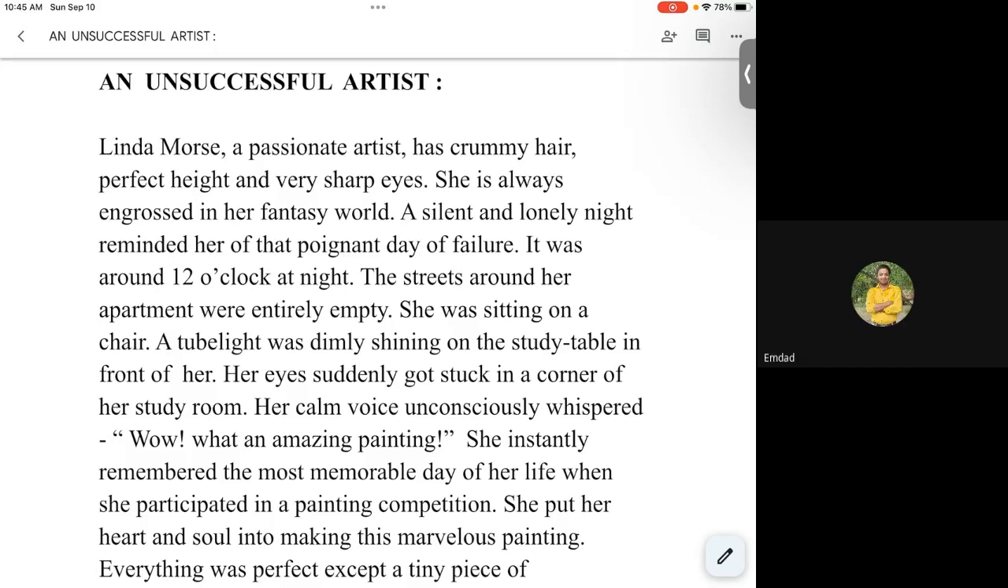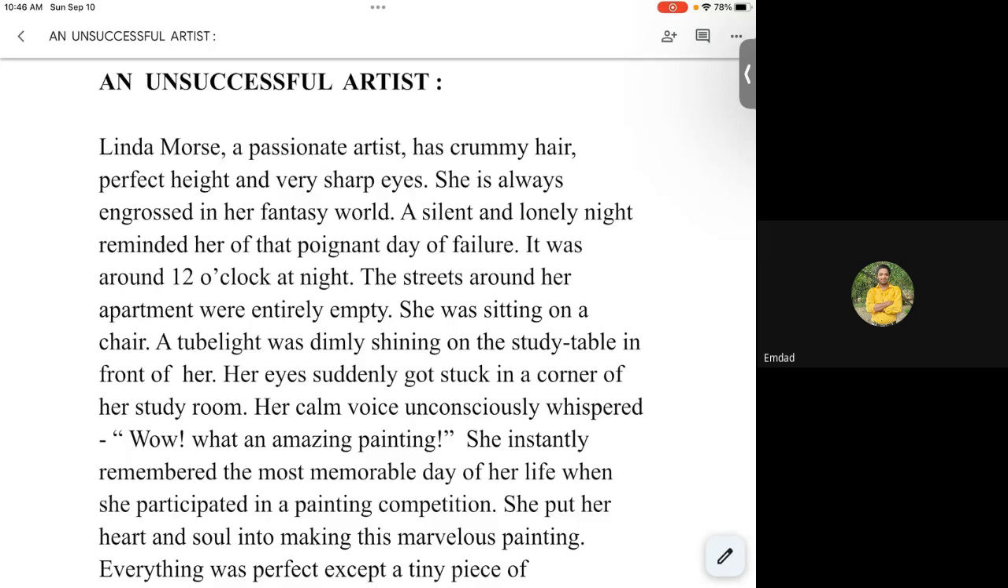Linda Morse, a passionate artist, has creamy hair, perfect height, and very sharp eyes. She is always engrossed in her fantasy world. A silent and lonely night reminded her of that poignant day of failure. It was around 12 o'clock at night. The streets around her apartment were entirely empty. She was sitting on a chair. A tube light was dimly shining on the study table in front of her. Her eyes suddenly got stuck in a corner of her study room.